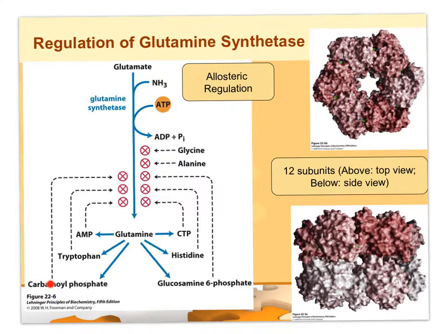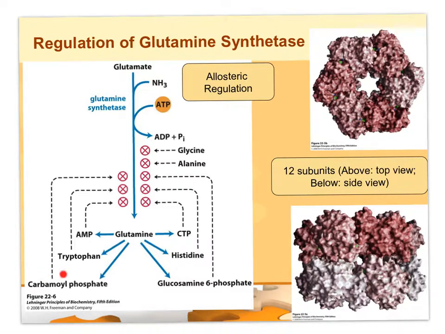Where did we see carbamoyl phosphate? We have seen that one. That's the urea cycle. And then, of course, glucosamine. And so we can see any time that any of these metabolites, you get too much of it, it's going to come up here and help turn it off.